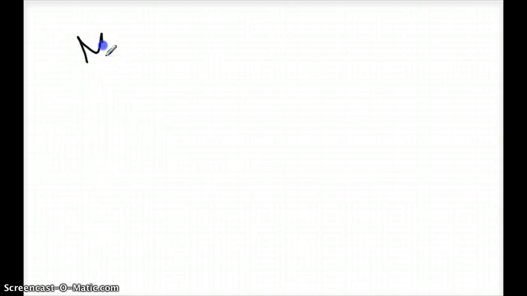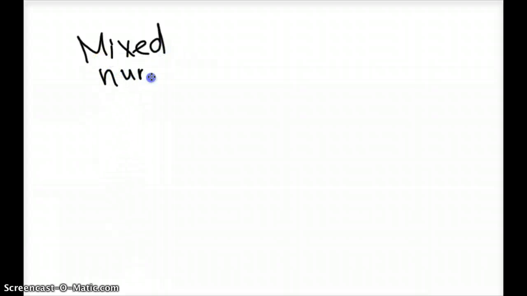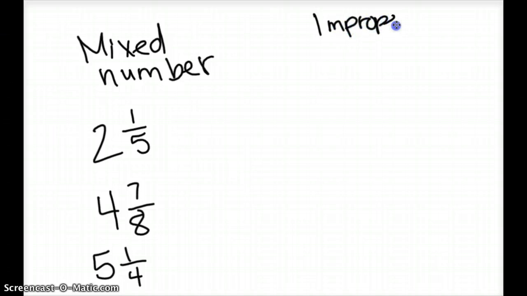So, if I have a mixed number, then I have a whole number and a fraction. So, 2 1/5 is a mixed number. 4 7/8 is a mixed number. 5 1/4 is a mixed number. Okay. We also learned about improper fractions.